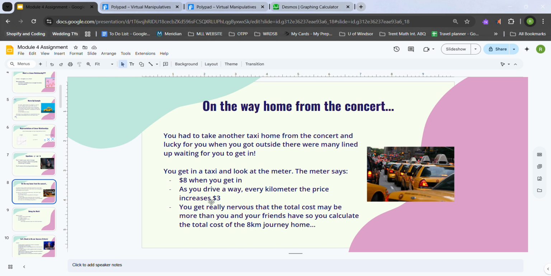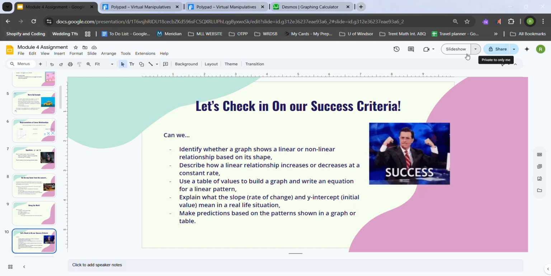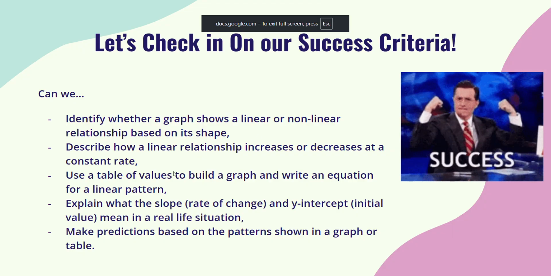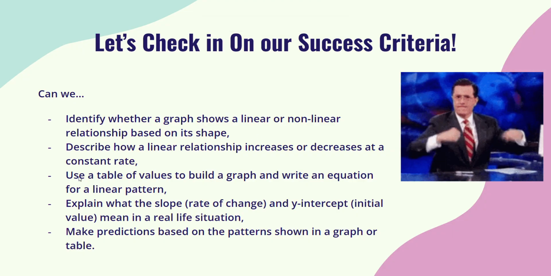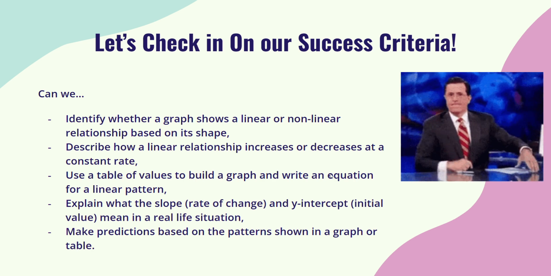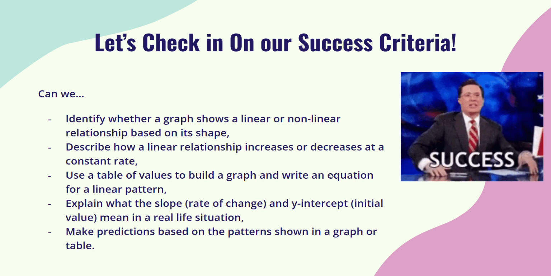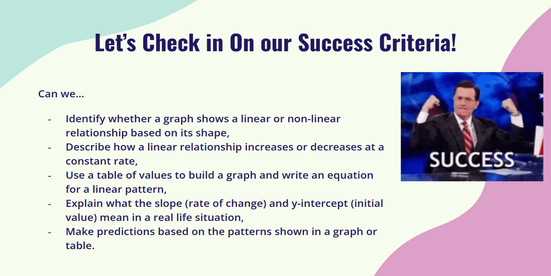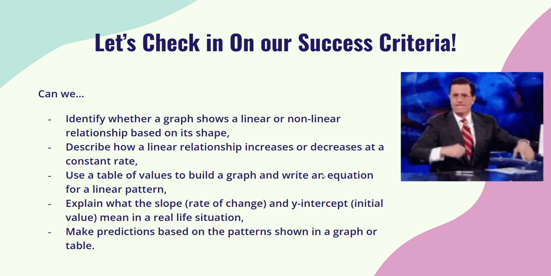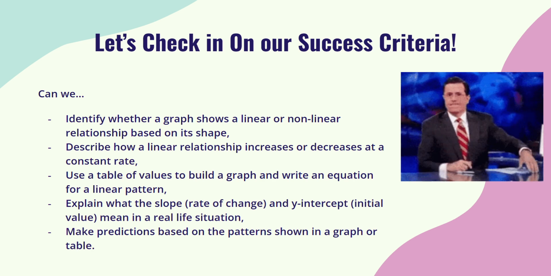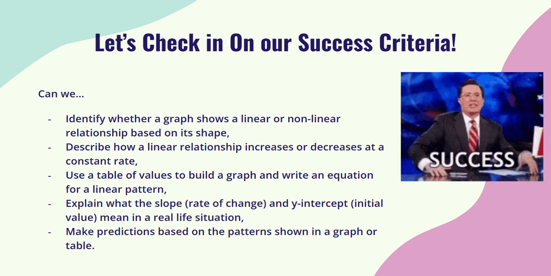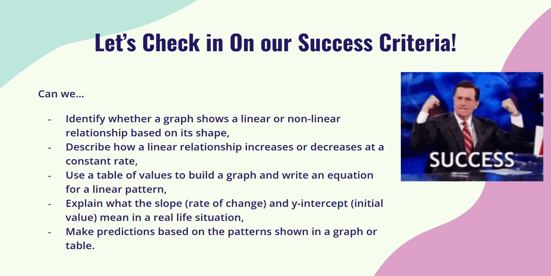So at 1 kilometer, you increased $3. At 2 kilometers, you increased another 3. So we knew that it was a constant rate of change. Next, we were able to use a table of values to build a graph and write an equation for a linear pattern. So the hope was that you were able to at least do a graph to represent that last linear pattern. And finally, our last two were explain the slope and the y-intercept and what they mean in a real life situation, like when you get into a cab, and make predictions based on the pattern shown on the graph.